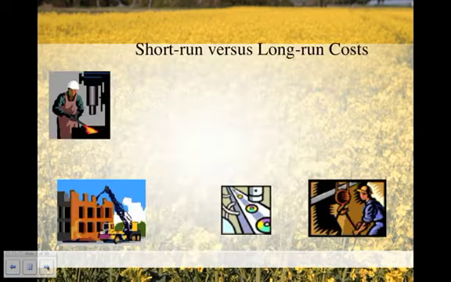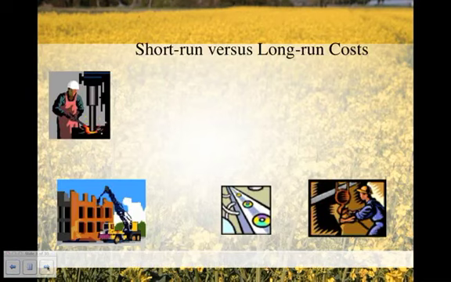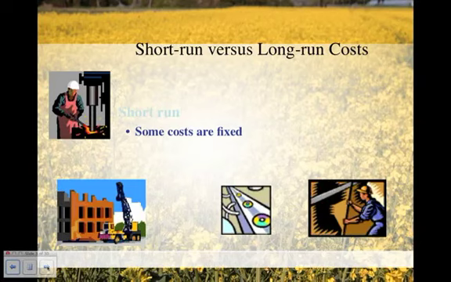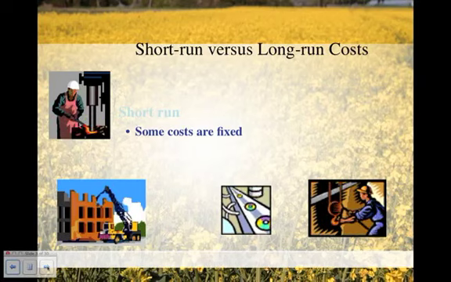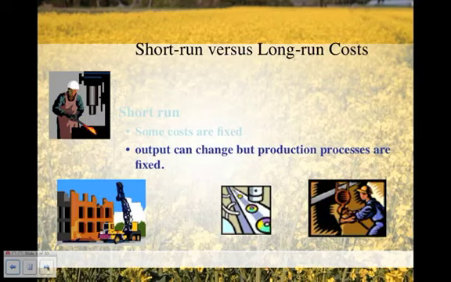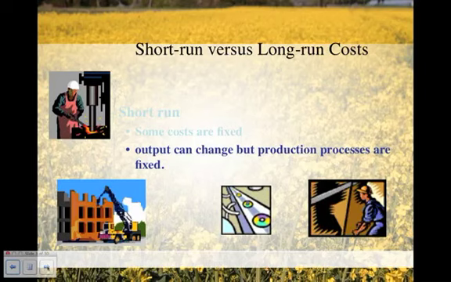So we'll look at the short run versus the long run costs. The short run here is when some costs are fixed. So maybe your machinery or your factory, or if you signed a lease for land, those things can't change. That's going to be a fixed cost. You can make 0 goods or 1,000 goods, and that's going to be exactly the same cost. That cost is fixed. The output can change, from maybe 0 to 100 or whatever it might be, but you can't change the way the production processes are fixed.